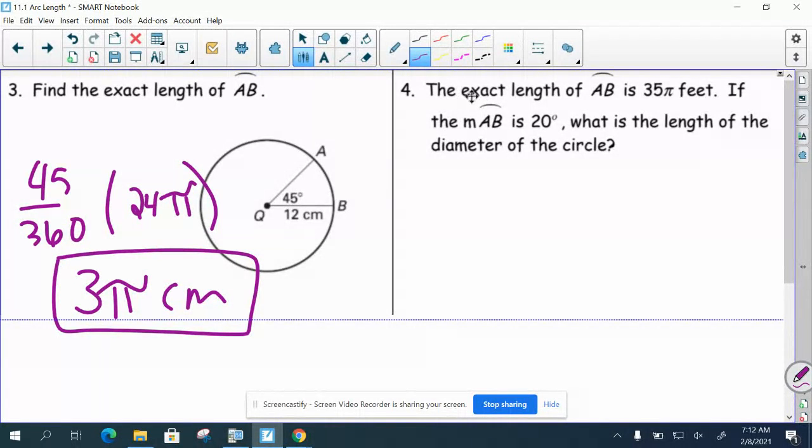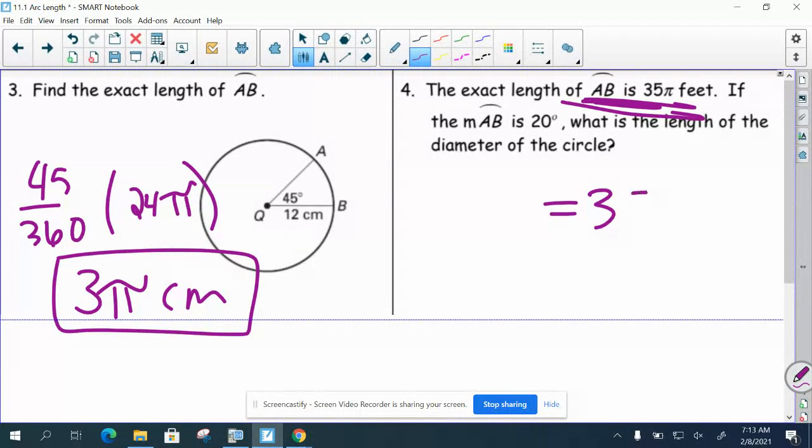All right, so the number 4 is important. So let's look at this one. The exact length of arc AB is 35 feet. So it's giving us the arc length in this example. If the measure of the arc is 20 degrees, what is the length of the diameter? So now we're going to have to solve our problem in reverse. There's going to be a lot of reverse questions on the test, so you want to know how to do this. So I'm going to set up my equal sign.